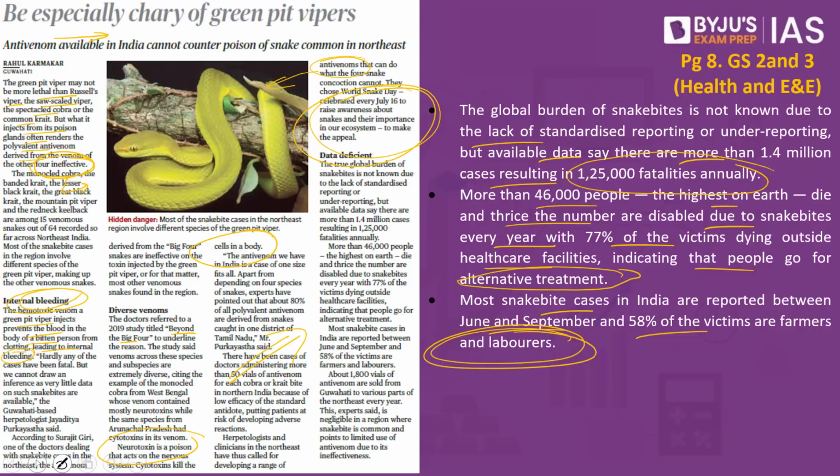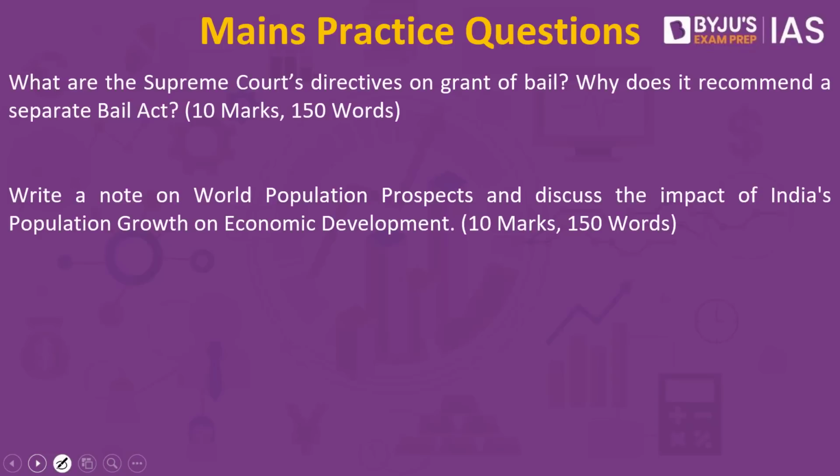Now let's look into the mains practice questions. What are the Supreme Court's directives on grant of bail? Why does it recommend a separate bail act? Write a note on world population prospects and discuss the impact of India's population growth on economic development. Please write all your answers in the comment section, peer review, and do give positive feedback to your friends' answers.